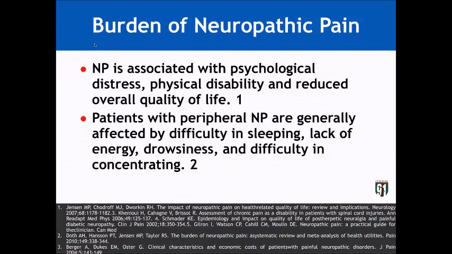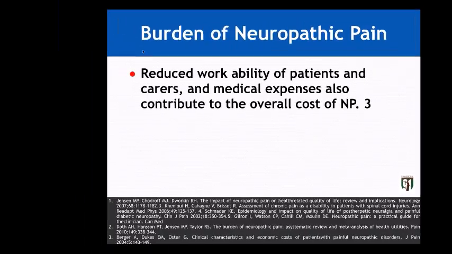Now, neuropathic pain is associated with psychological distress, physical disability, and reduced overall quality of life. And a lot of the complaints that patients would tell us would be difficulty in sleeping, lack of energy, drowsiness, and difficulty in concentrating. And all these things would affect their ability in their work or in their function, like if they're a student, they're working in a factory, or they're in a corporation. So all of these would affect ability, and medical expenses also contribute to the overall cost of neuropathic pain.